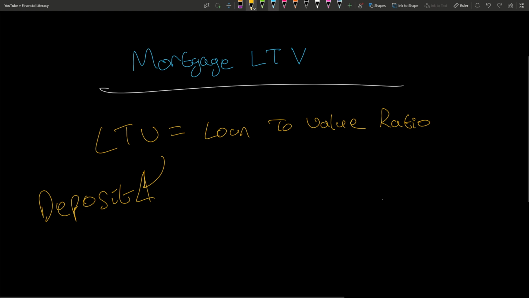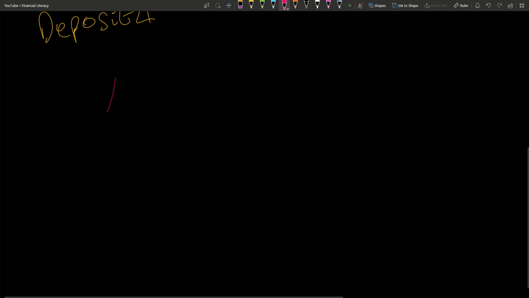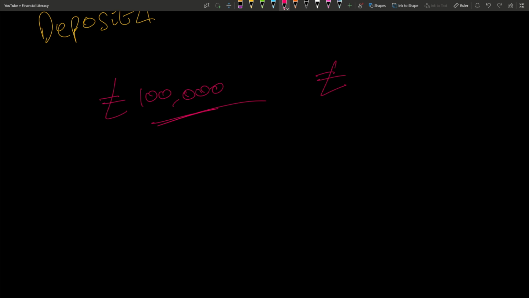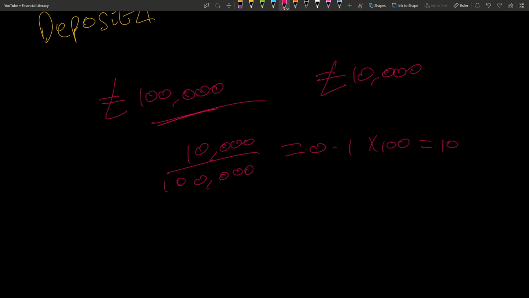So, a little recap. If you want to buy a £100,000 house, you need a loan. A loan for a property is called a mortgage. And let's say you don't have the full £100,000. Let's say you have £10,000. If you do 10,000 divided by 100,000, that equals 0.1, times by 100 to get a percentage. So you have a 10% deposit.